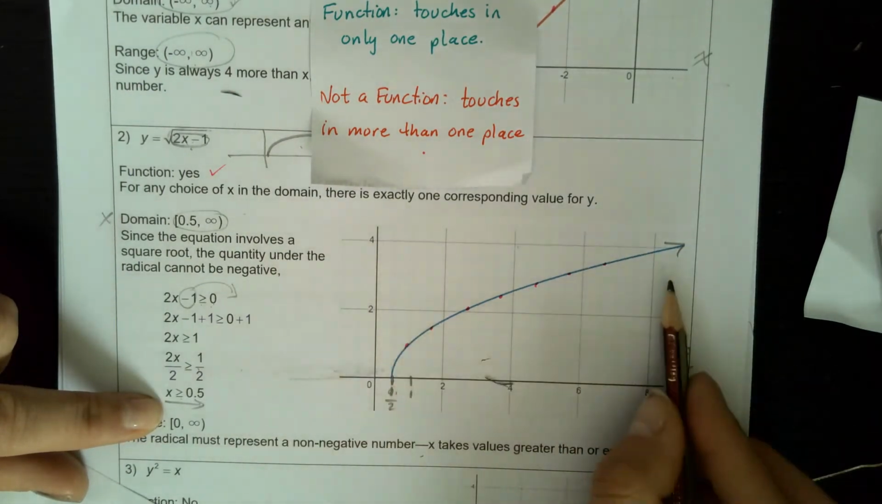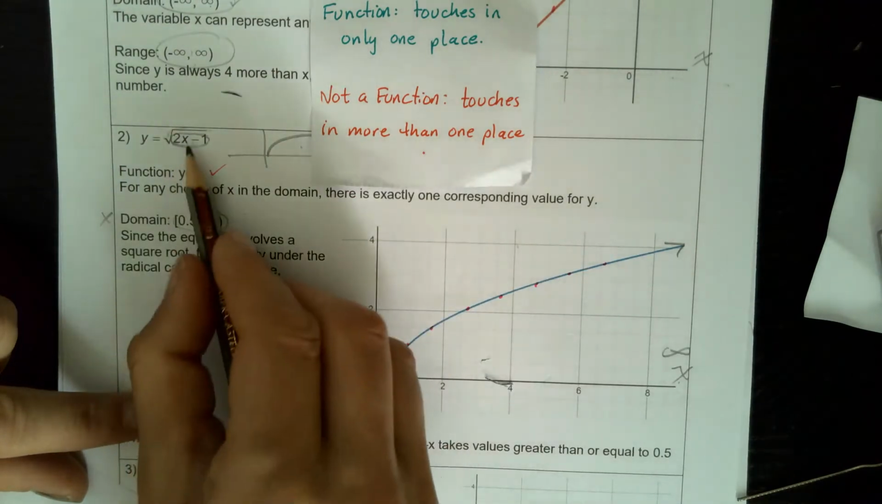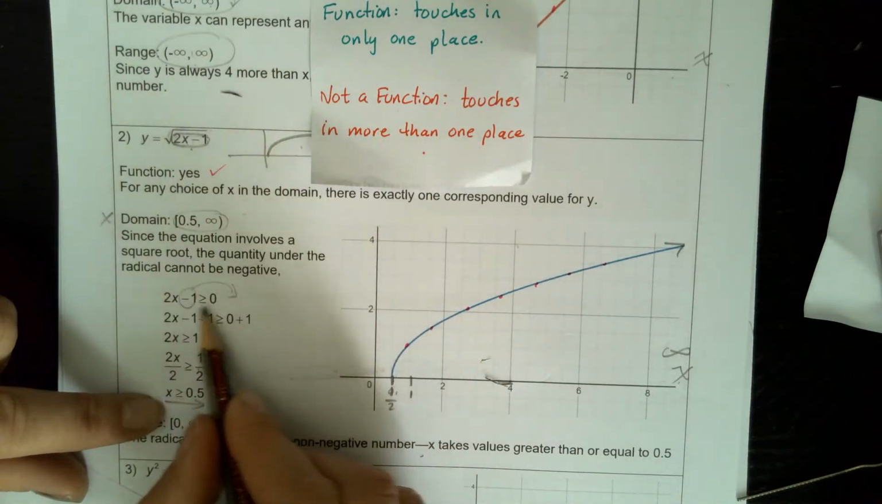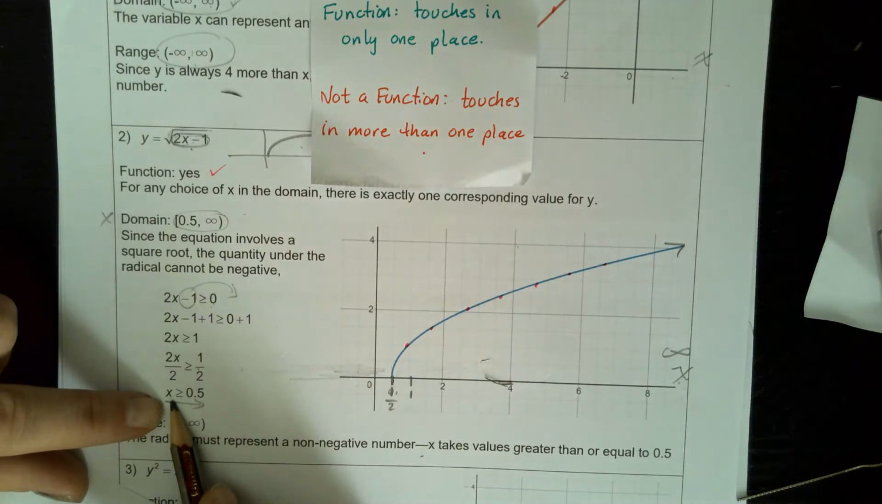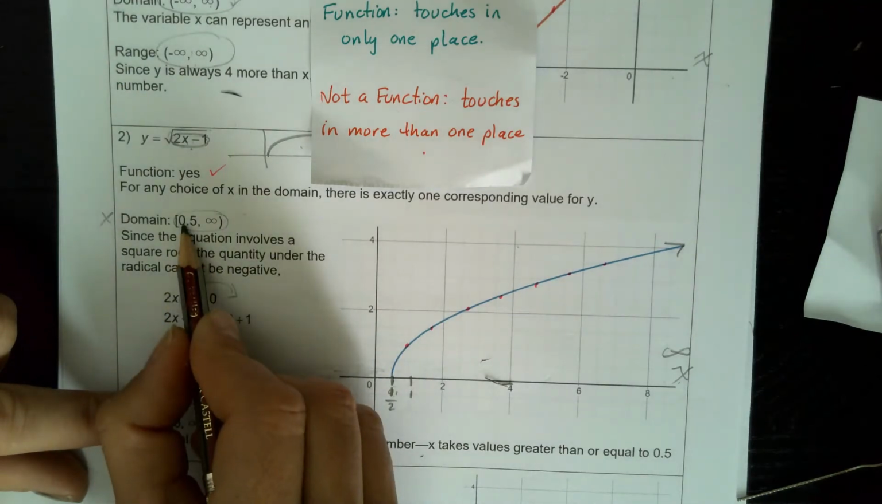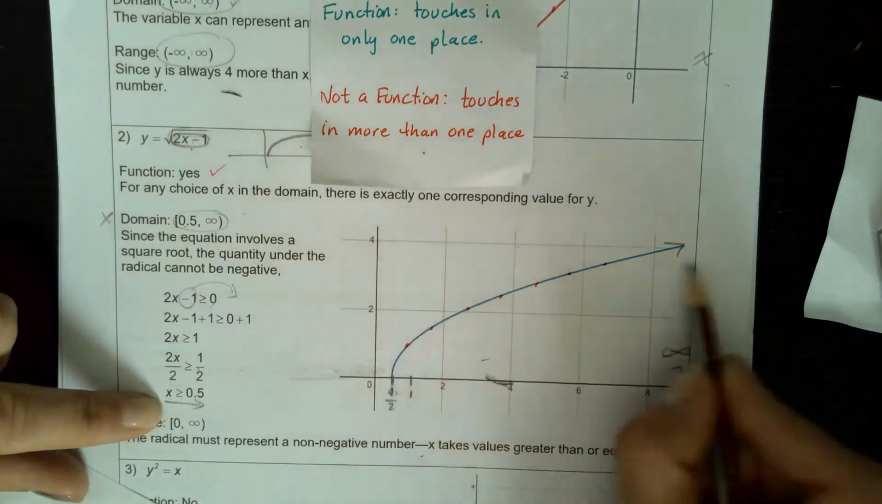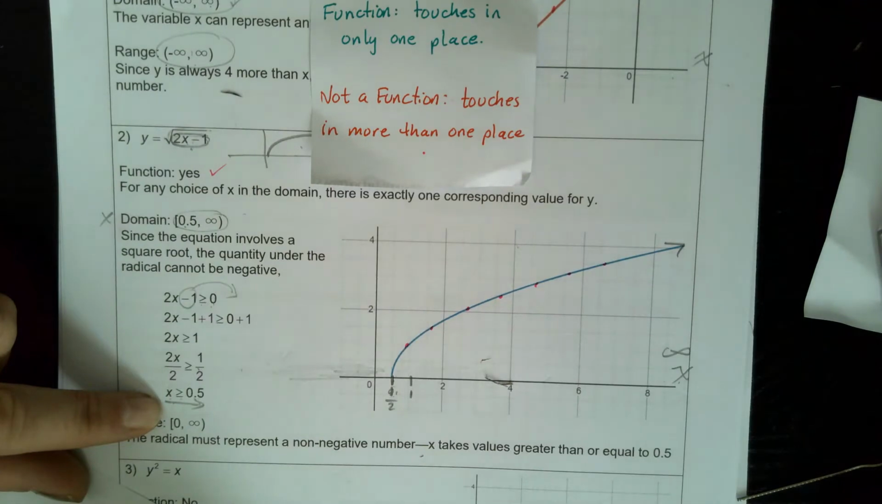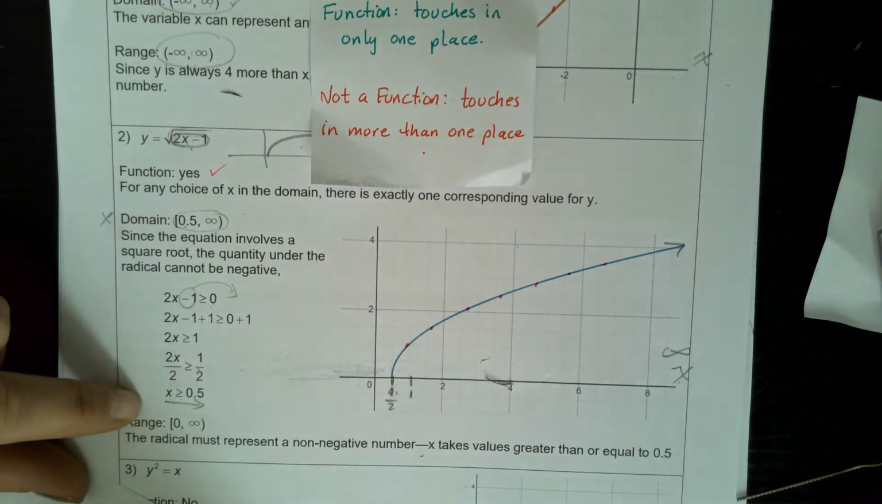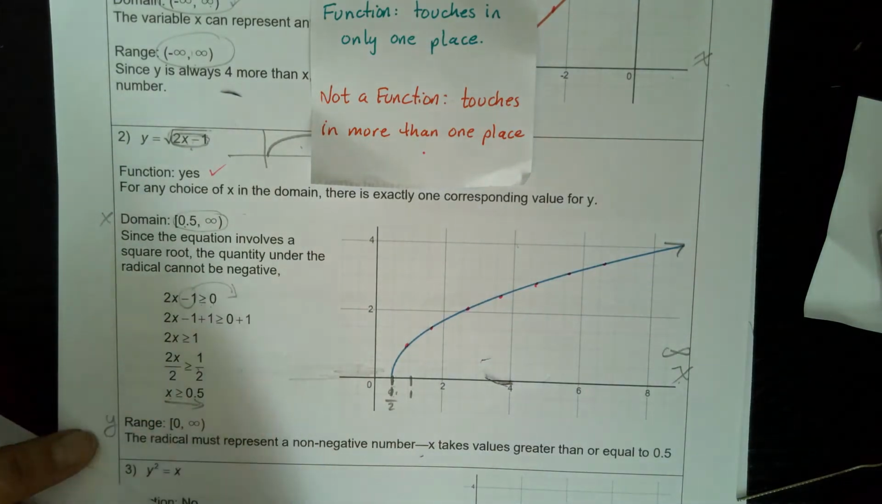So you can graph it, or you can take whatever's under the radical and solve for x, and it will tell you what x has to be bigger than. So then I take this and I go, oh, x has to be bigger than a half, but it goes towards infinity. Okay?